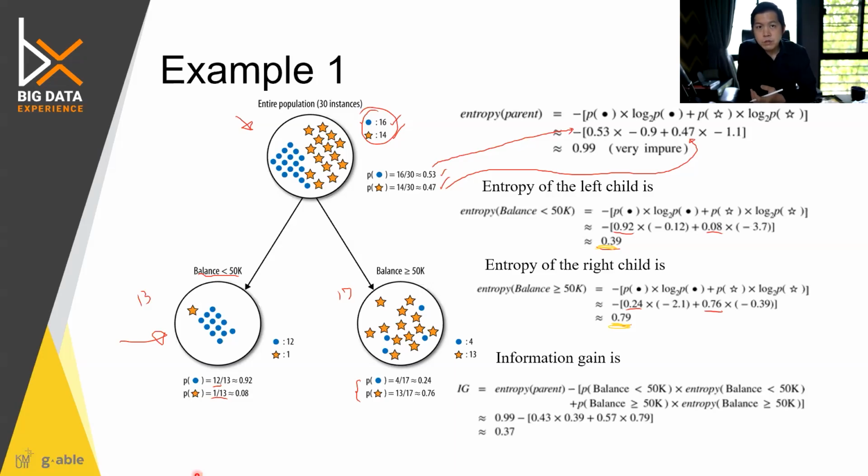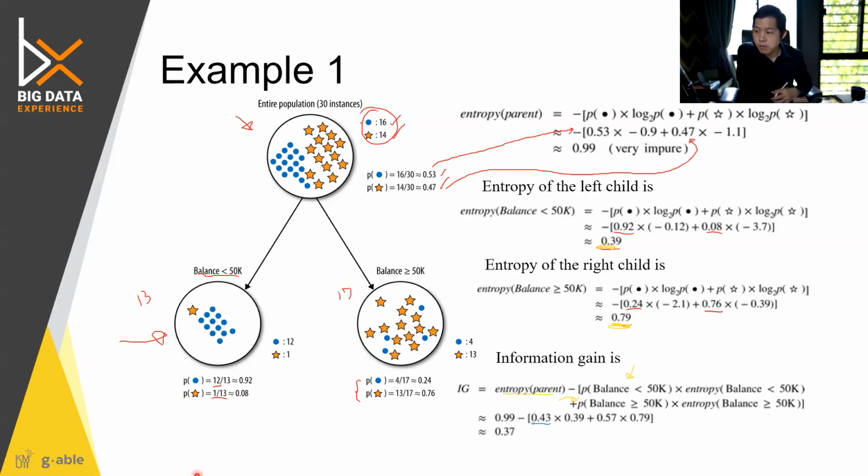Now, if we were to calculate the information gain, right? Information gain is calculated by taking the entropy of the parent and then subtracting the entropy of the children. The entropy of the children comes from the probability of each child multiplied with the values of entropy. Okay, that's why we have this point 0.43.